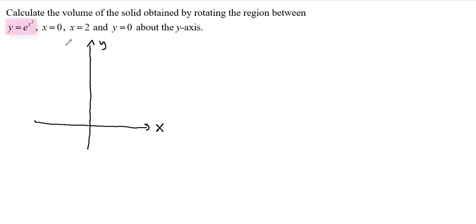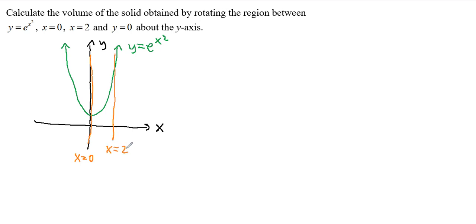The curve e to the x squared is an even faster growing curve than e to the x, and since x is being squared, it is symmetric around the y-axis. The lines x equal to 0 and x equal to 2 are vertical lines, one of them being our familiar y-axis, and the other one, say, right here. The last curve, y equals 0, is our familiar x-axis.